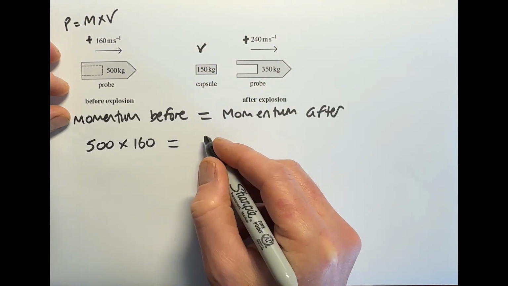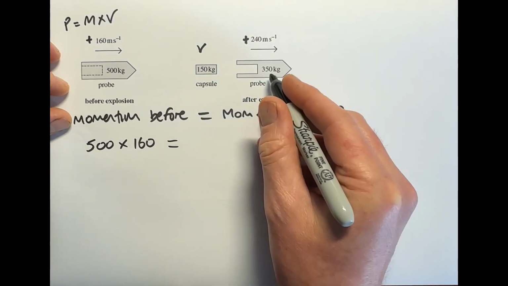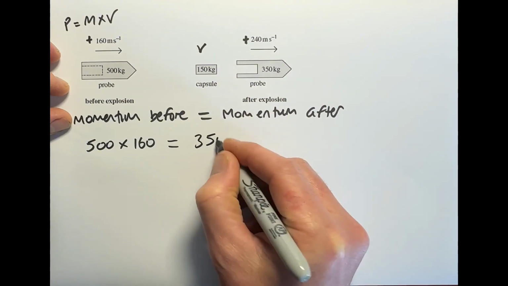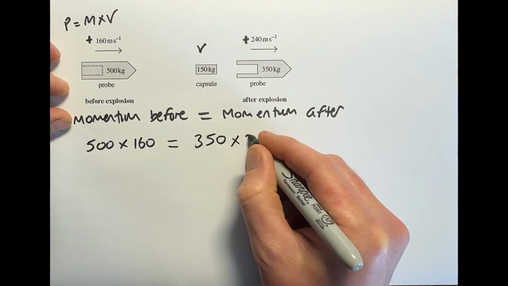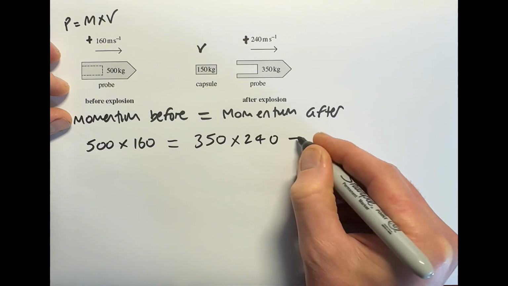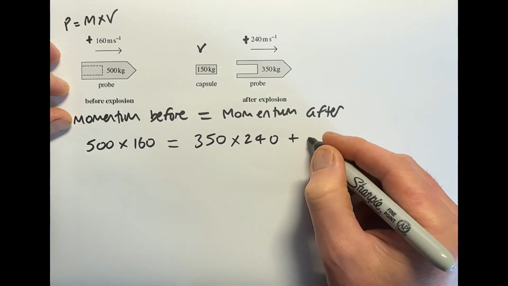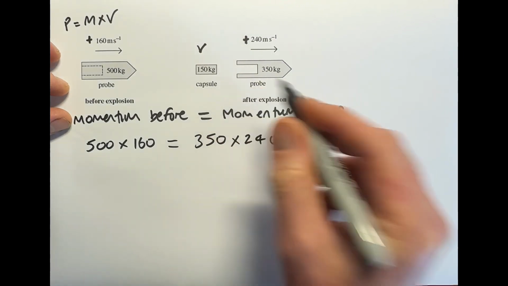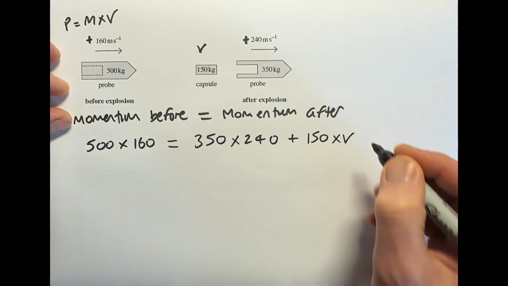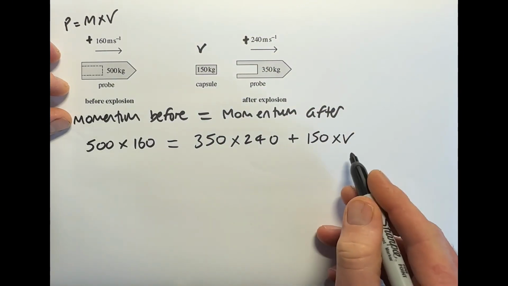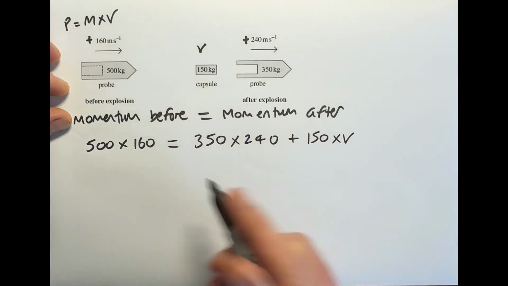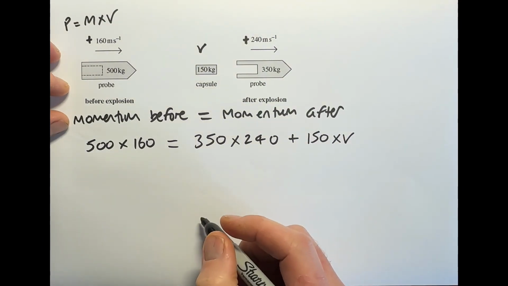All right, so the momentum afterwards is the mass of the probe multiplied by its velocity. Okay, and then also the momentum of the capsule has to be taken into account. So it's going to be the mass of that, which is 150, the mass of the capsule, times by V. So that's the equation we've set up. Some people like to do this in parts. I like to set it up as one big equation.